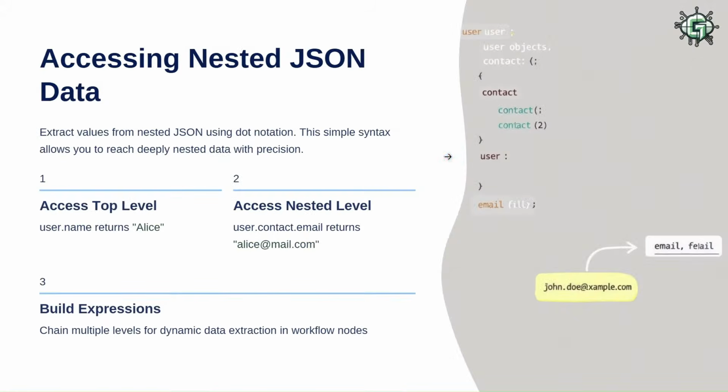Next is accessing nested JSON. We use dot notation to reach nested values. Top level, like user name, user.name, will point to the alias, that is name. Next is nested level, like user.contact.email, which returns the mail. So dot notation expressions chain multiple levels for dynamic access. This is key for extracting and transforming data in the nodes.